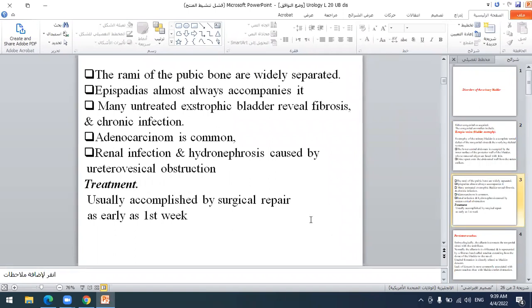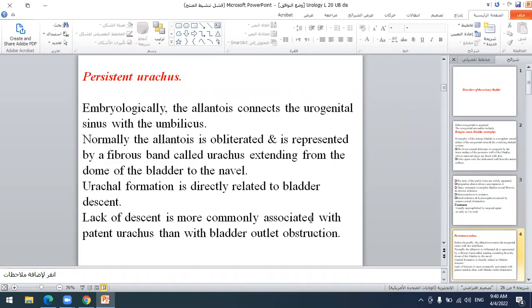Epispadias almost always accompanies it. Many untreated exstrophic bladders reveal fibrosis and chronic infection, and then convert to adenocarcinoma. Renal function and hydronephrosis are caused by ureterovesical obstruction. Treatment is usually accomplished by surgical repair as early as possible, within 1 week of life.